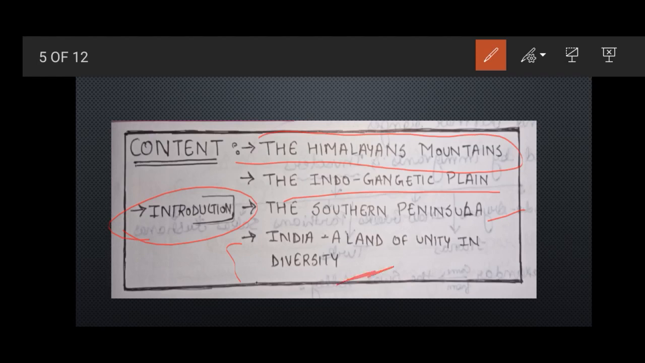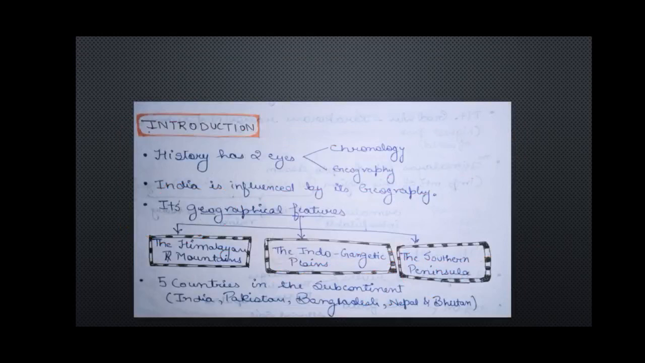As we all know, India is a diverse country, still it is considered one of the united countries of the world. So the topic also deals with the same thing and gives us the reason why India is still considered a land of unity in diversity. So let's move further.